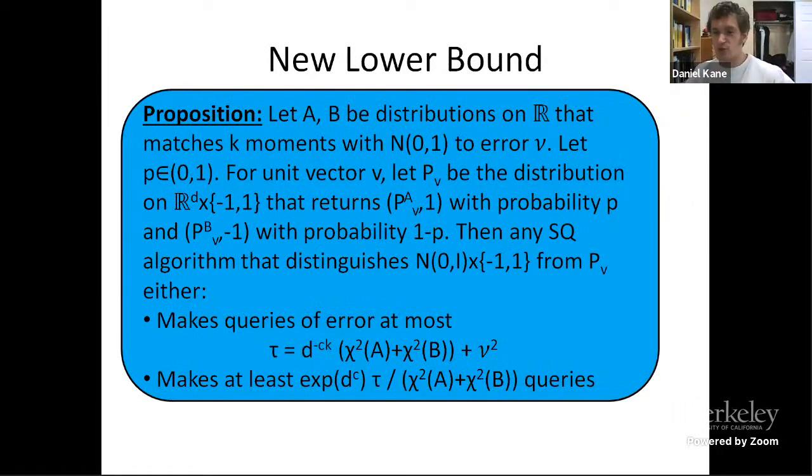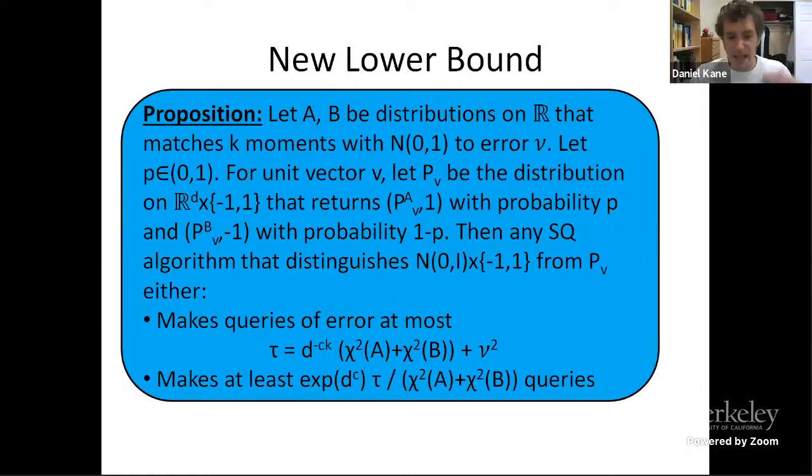We have two distributions, A and B, on R. They match k moments with the standard Gaussian to error nu. For this new distribution, we have a probability p and a unit vector v. We're going to let P_v be the distribution on R^d cross plus or minus 1, where with probability p, y is equal to 1, and x is this P_A^v distribution. And with probability 1 minus p, y is equal to minus 1, and x is this P_B^v distribution. So here, if you fix y, you've got one of these hidden direction distributions that are hard to distinguish.